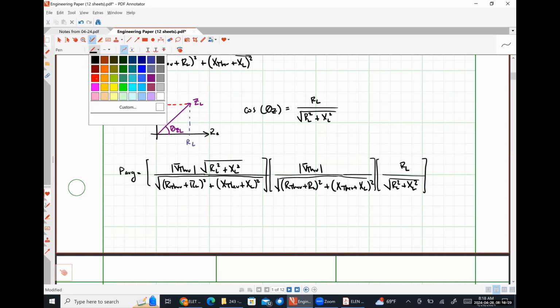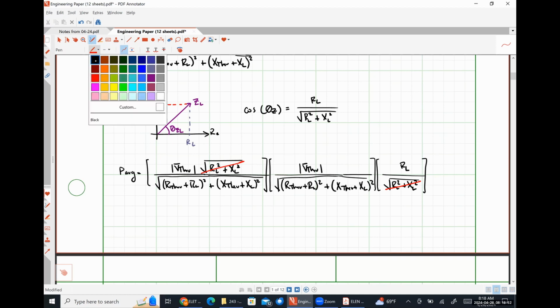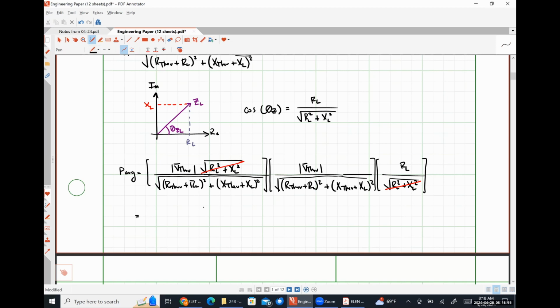So I believe that we can see very obviously that we have a common factor of square root of RL squared plus XL squared in the numerator and the denominator. So those guys cancel each other out. We can also notice that the denominator in the voltage part and the denominator in the current part are the same thing. So that square root is going to effectively go away. And that's going to leave us with the magnitude of the Thevenin voltage squared times RL divided by R Thev plus RL squared plus X Thev plus XL squared.